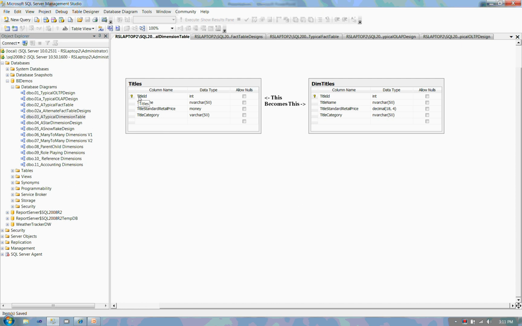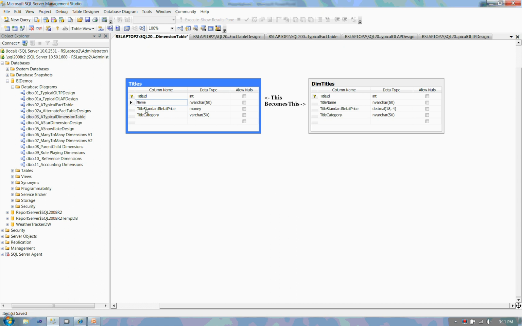As far as the columns that would go over, title ID would come over, and title name would come over, and standard retail price, I might bring that right over, title category. It may well be that somebody just has something like name over in titles. And then when you get it over to the dimension table, I recommend you go ahead and put on an additional identifier. I mean, name is too generic. It's the name of what? It's the name of the title.